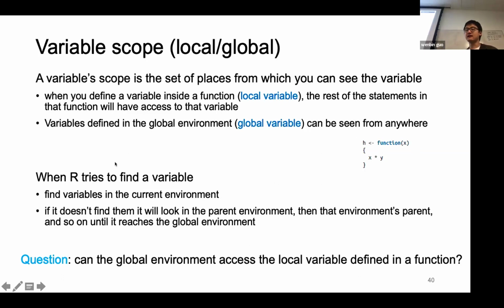So the actual logic about R is that when it runs this function, it tries to find the variable. For example, find the y. If it cannot find it within the function's current environment, it goes up to the parent, so like the function that encloses this function, all the way to the global environment.